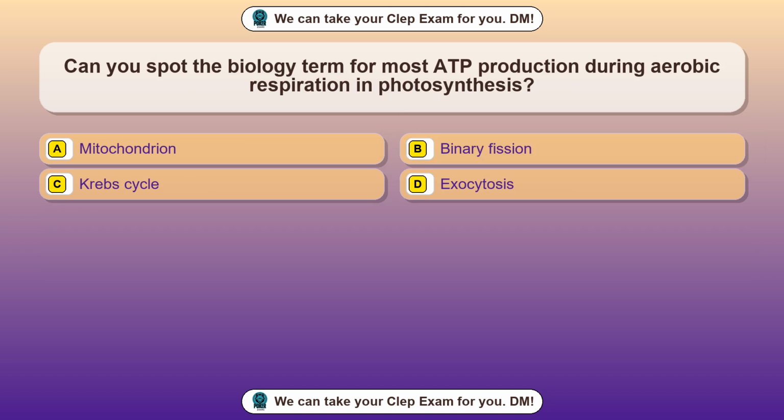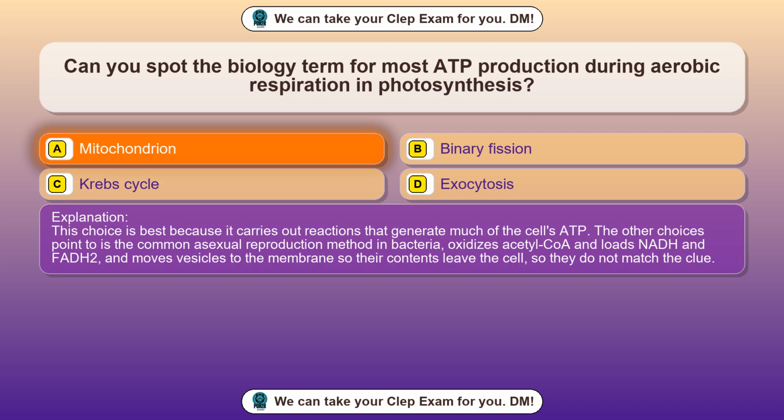Question 62. Can you spot the biology term for most ATP production during aerobic respiration in photosynthesis? Option A, mitochondrion. Option B, binary fission. Option C, Krebs cycle. Option D, exocytosis. The correct answer is option A, mitochondrion. This choice is best because it carries out reactions that generate much of the cell's ATP. The other choices point to is the common asexual reproduction method in bacteria, oxidizes acetyl-CoA and loads NADH and FADH2, and moves vesicles to the membrane so their contents leave the cell, so they do not match the clue.